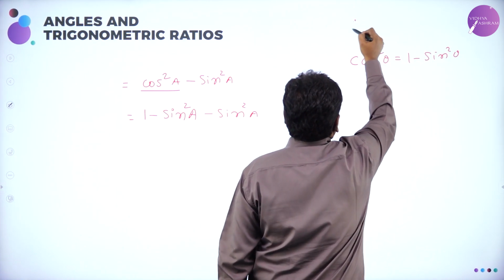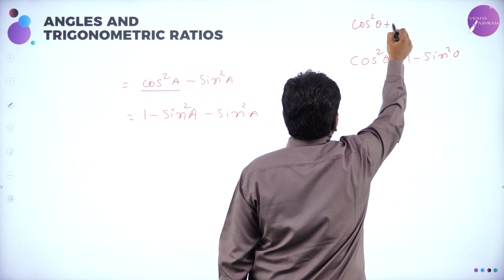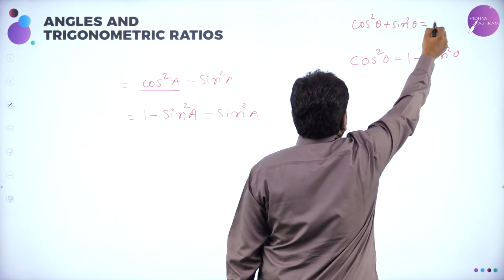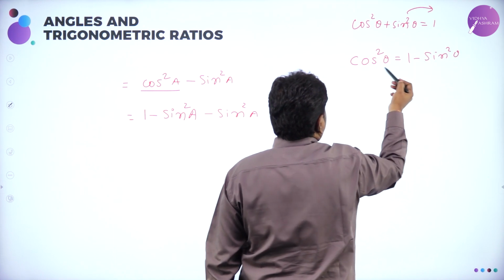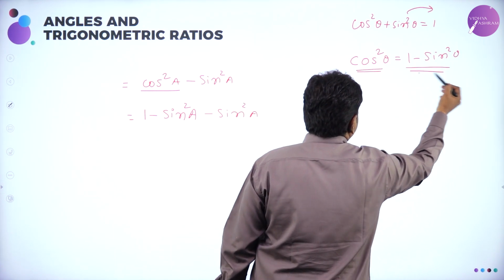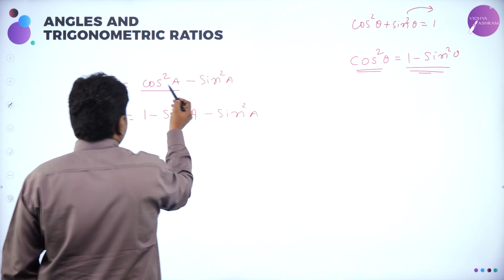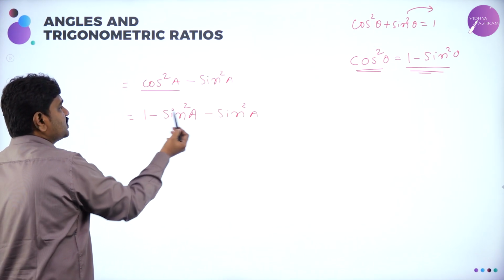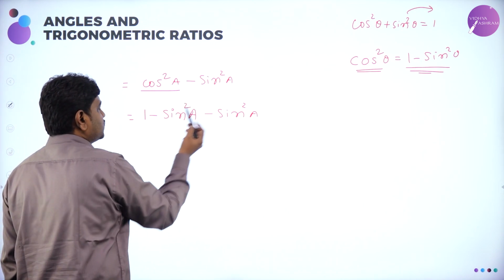Why? Because from the identity. What is the identity? Cos square theta plus sin square theta is how much? 1. So if you transfer sin square to RHS, it will become 1 minus. So in spite of cos square theta, you can write 1 minus sin square theta. Here we have cos square a. In spite of cos square a, you can write 1 minus sin square a. Already we have minus sin square a.